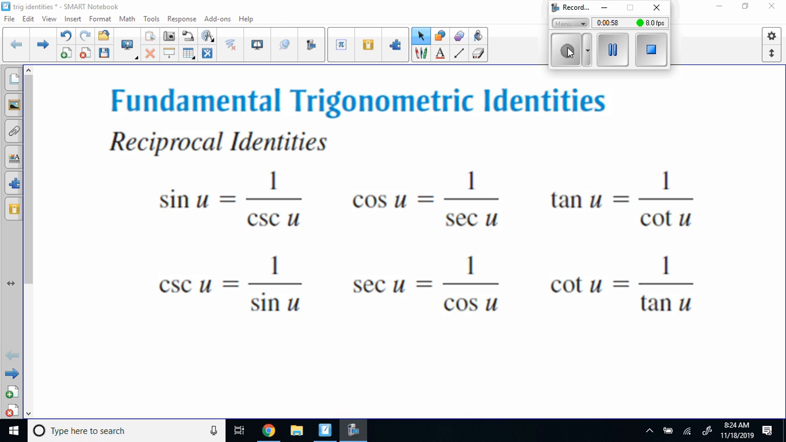So all of these exist, cosecant, secant, cotangent, okay? Cotangent is 1 over tangent, tangent is 1 over cotangent. They're called the reciprocal identities, okay? These are going to be helpful when you start to look at stuff, all right? And try to rewrite or simplify things down.